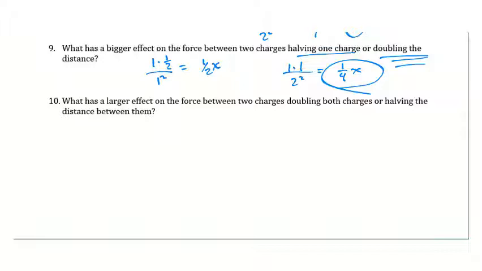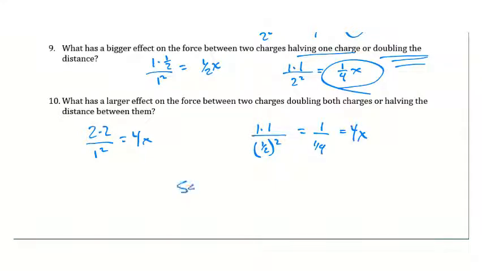What has a larger effect on the force between two charges? Doubling both charges or halving the distance between them? Well, let's see. So doubling both charges, so 2 times 2, over 1 squared, 4 times. Halving the distance between them. And the effect is they have the same, both will quadruple the force. So this is how you use Coulomb's law to predict what will happen to the force between two charges if something happens to the distance and or one of the charges.